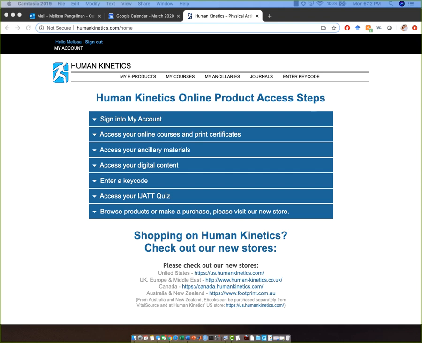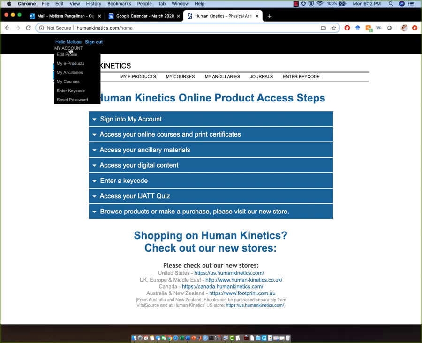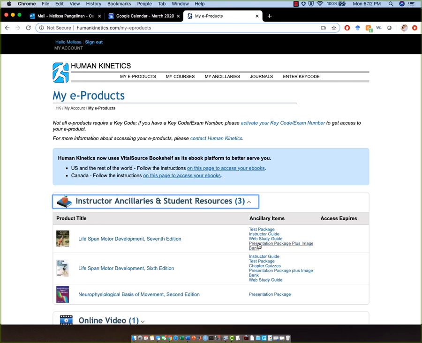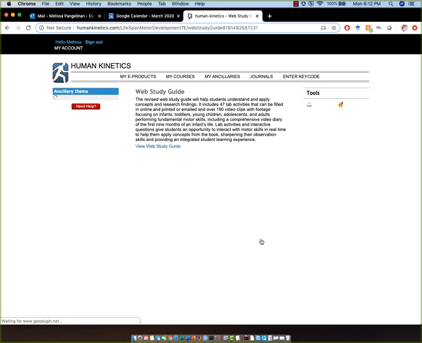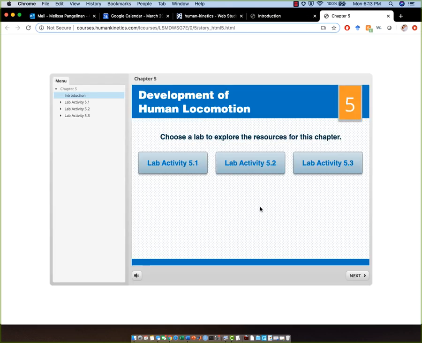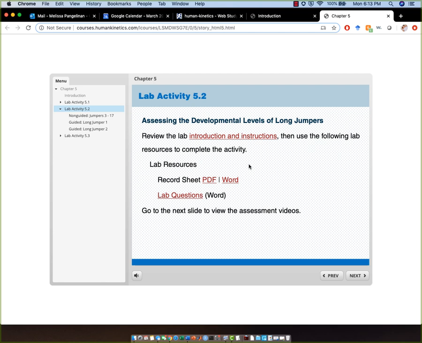So the first thing we're going to do is sign on to the Human Kinetics website, which I'm already signed on to. And we're going to go ahead and go to My eProducts. And then we're going to go to the Lifespan Motor Development 7th Edition Web Study Guide. And then we're going to click on the Web Study Guide. And then we're going to go to Chapter 5. And then we're going to click on Lab Activity 5.2. So you can ignore the instructions and introduction that's provided here, and we can go ahead and get started.